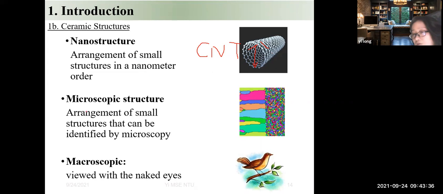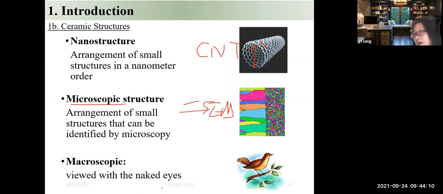And then microstructures. This is a level most of you are going to face in your FYP. It is a range of small structures that can be identified by a microscope. At this level, people can use SEM or even an optical microscope to see how the grains are arranged with each other, what the grain boundaries are, and what the porosities are. This is an even bigger level, in the micron range already. And the last one is macro, which is what you can see already.